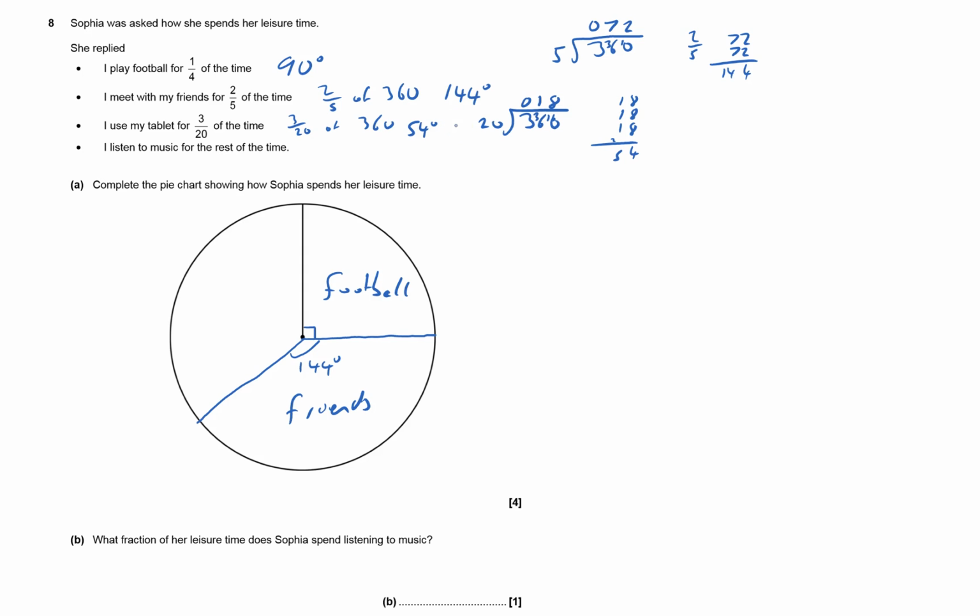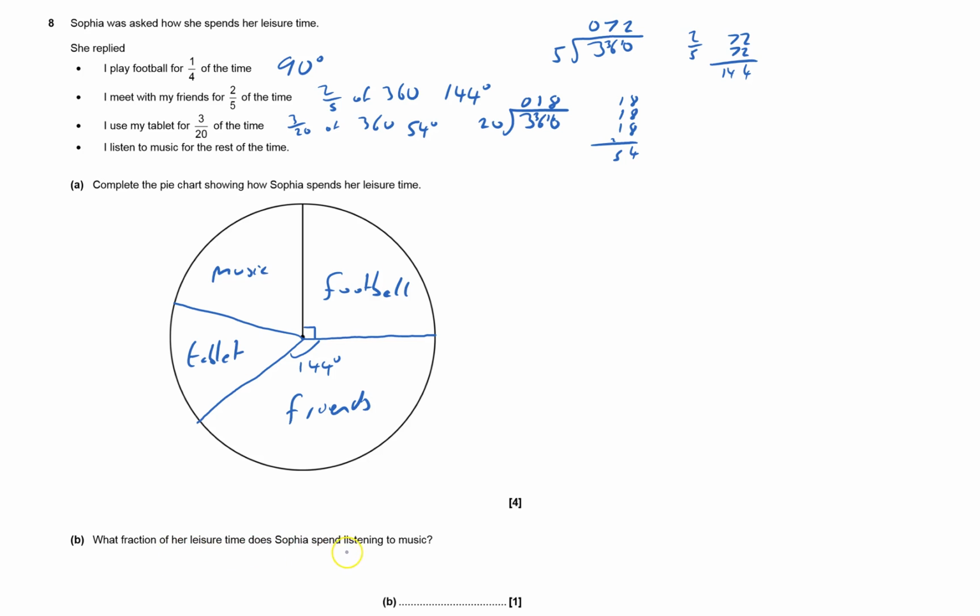So I need to draw 54 degrees, which comes up to somewhere around here. And label it, that's tablet. And label the rest music. And you get 1 mark for labeling all the categories. So make sure you do that.